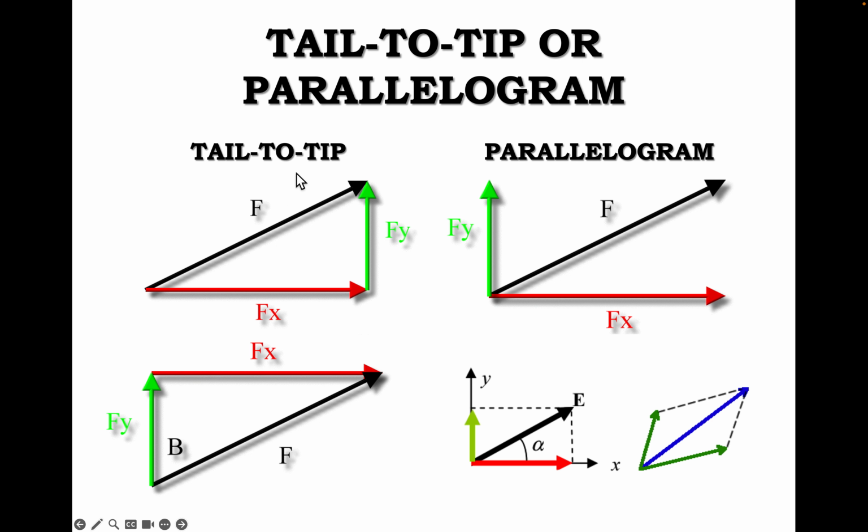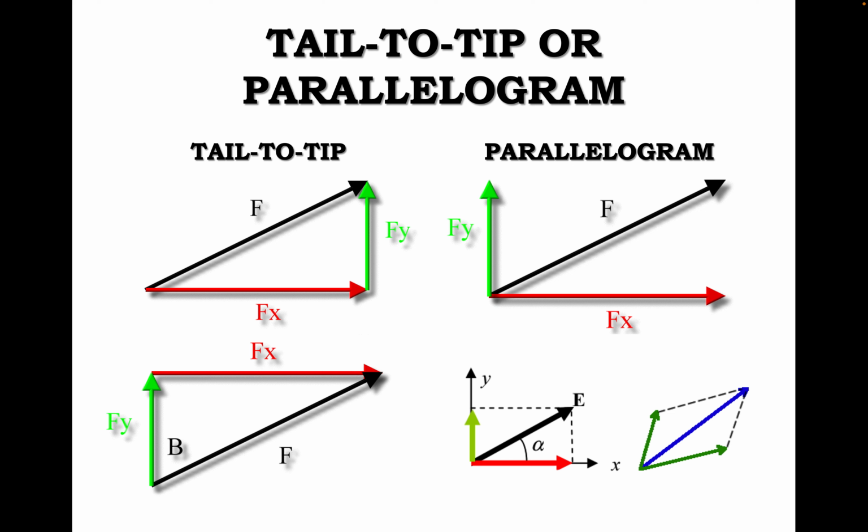If I was calculating that tail to tip, I could also look at it going up first with the vertical component and then going to the right with my horizontal component. But essentially, going from the tail of one vector to the tip of the other and adding them, that can create a resultant force or resultant vector.